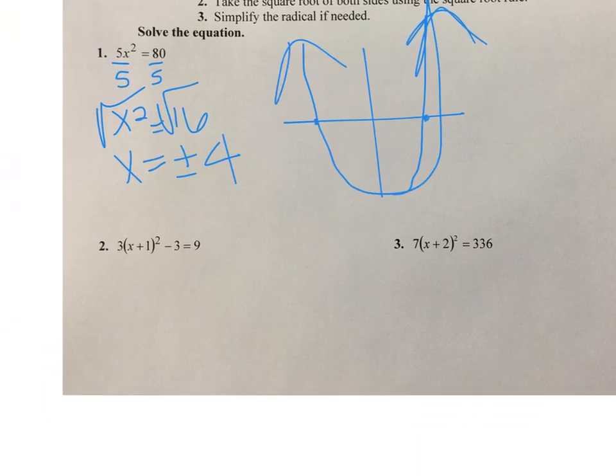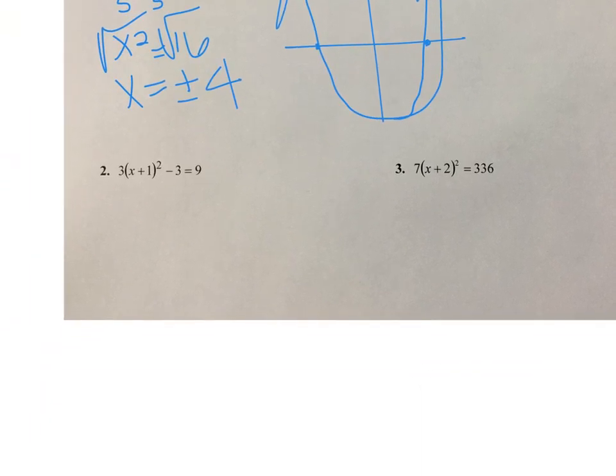Moving on, looking at number 2, it looks like we have a different form, but we're going to still try to isolate the squared piece, okay? And when you're solving, you want to make sure you add or subtract before you multiply or divide, okay? It's not PEMDAS. We're not evaluating something. We're not trying to find the answer to a math problem. We're trying to find a missing number, okay?